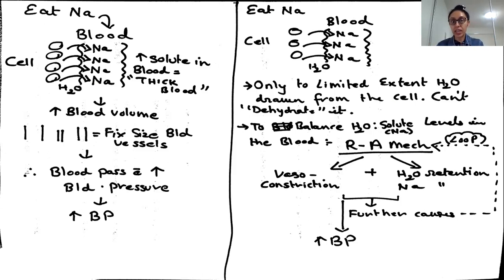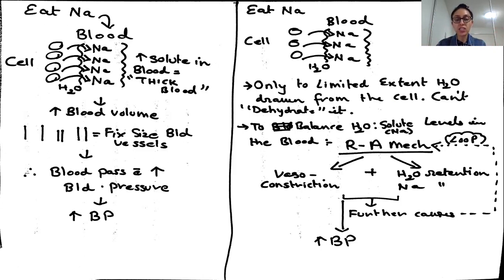Now, the second thing that follows: we know we have eaten a lot of sodium, chips and crisps and whatnot, and water is drawn into your blood vessels. But remember, you cannot kill your cells. You can only draw so much water from your cells into your blood vessels. You cannot dehydrate your cells.